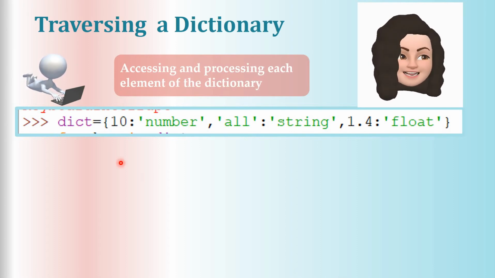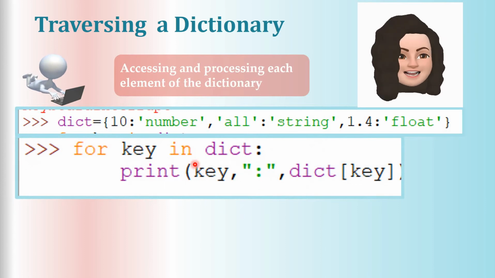So what are the keys? 10, all, 1.4. What are the values? Number, string and float. Now how to traverse? Yes, we have to use the for loop. So for, specify the key, because we can access the dictionary values only using the key, not using the index. So for key in dict: print(key, ":", dict[key]).